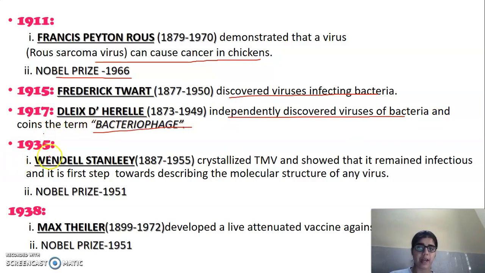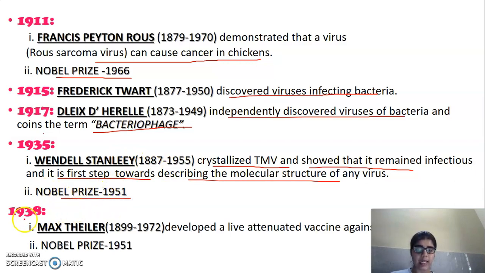In 1935, Wendell Stanley crystallized TMV, that is tobacco mosaic virus, and showed that it remains infectious, and it is the first step towards describing the molecular structures of any viruses. And Stanley got awarded the Nobel Prize in 1946.